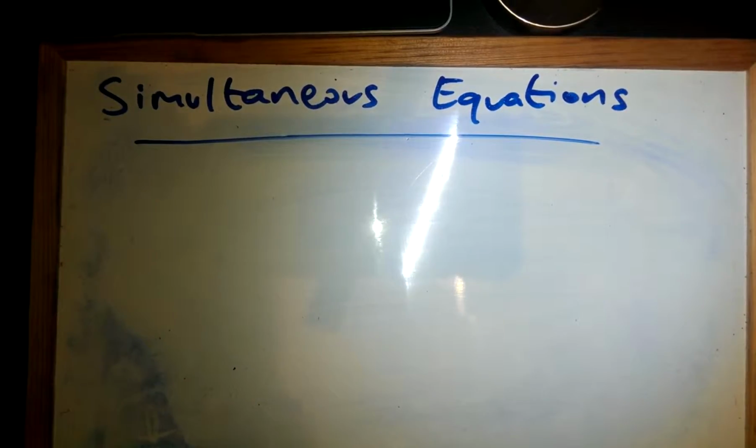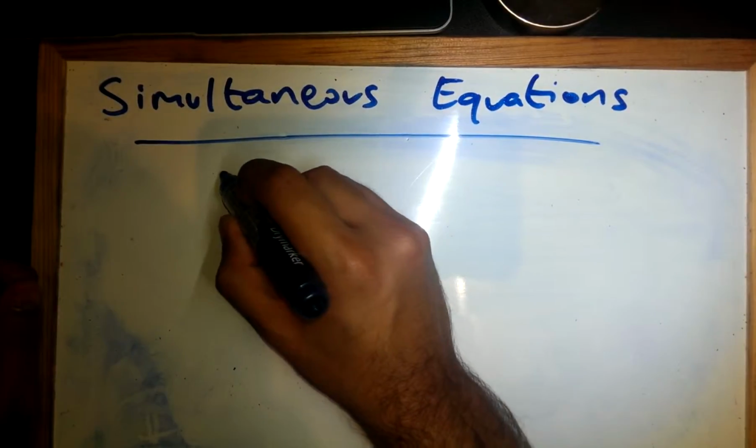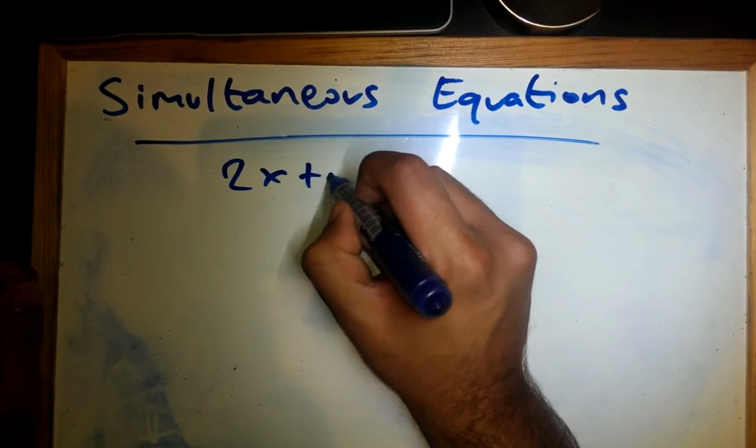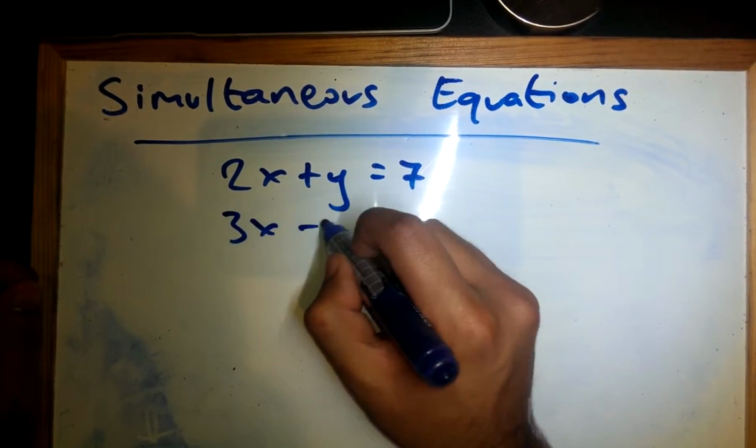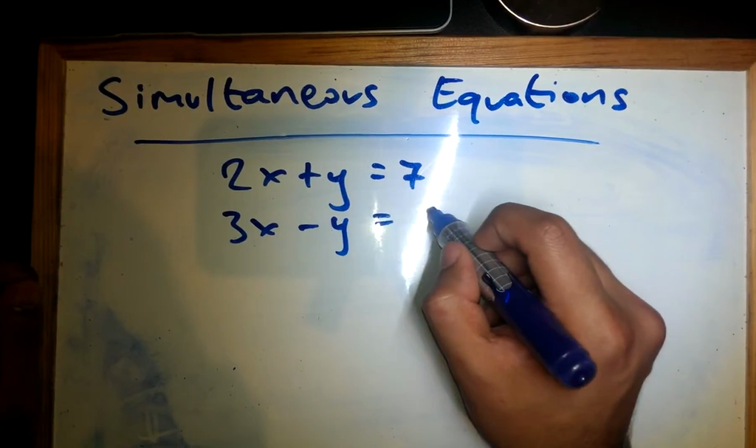Now, simultaneous equations are two equations with two unknowns. They're called simultaneous equations because they must be solved at the same time. An example of this could be 2x plus y equals 7 and 3x minus y equals 8.